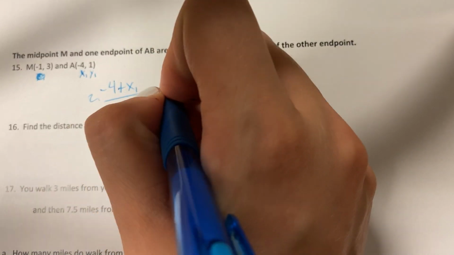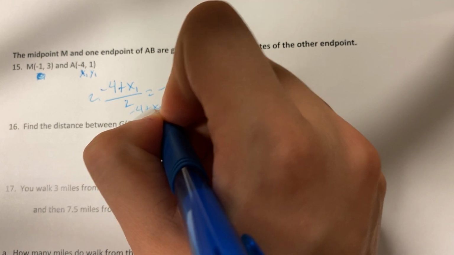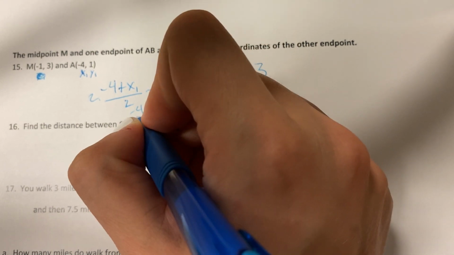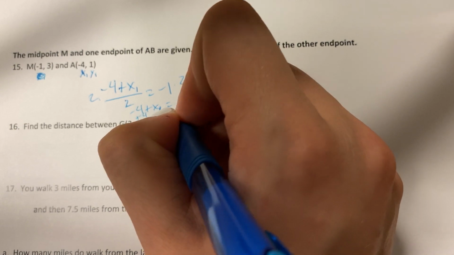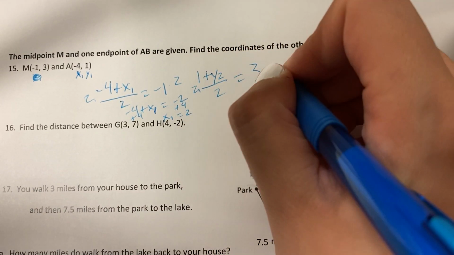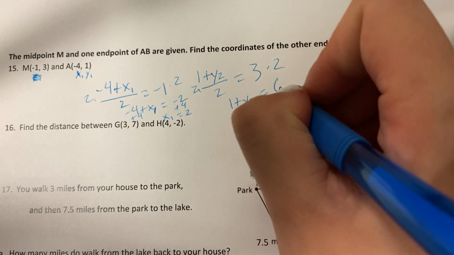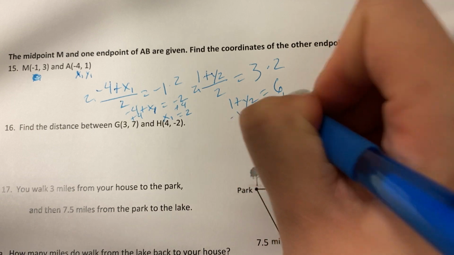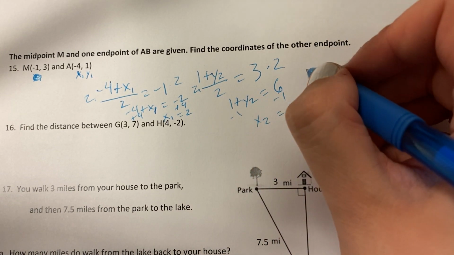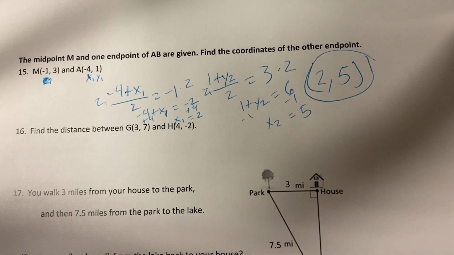I'll multiply by 2. -4 plus x sub 1 equals -2. Add 4. X sub 1 is equal to 2. Multiply by 2 on either side. 1 plus y sub 2 is equal to 6. Subtract 1. Y sub 2 is equal to 5. So our answer is 2, 5 for our other endpoint.